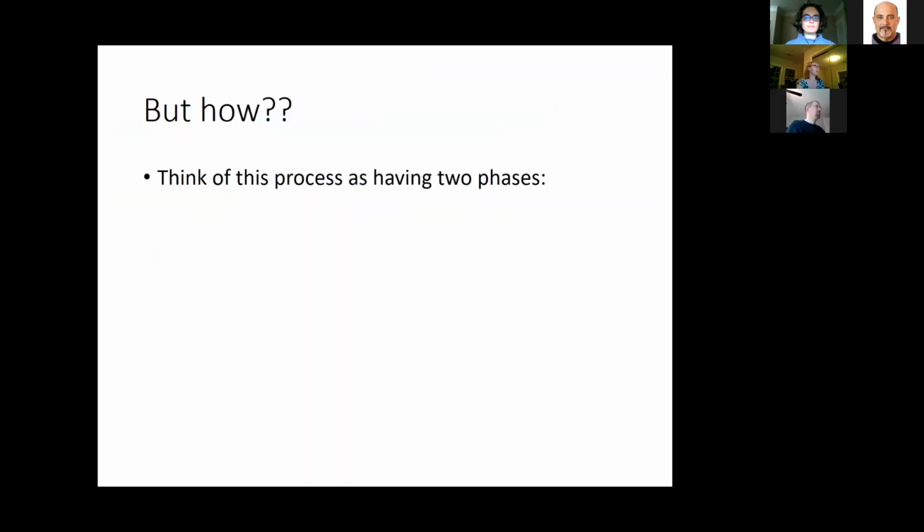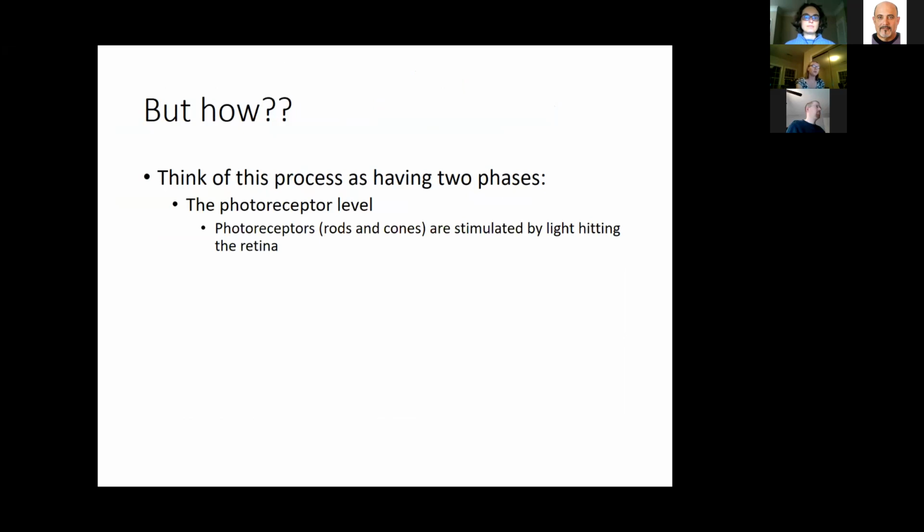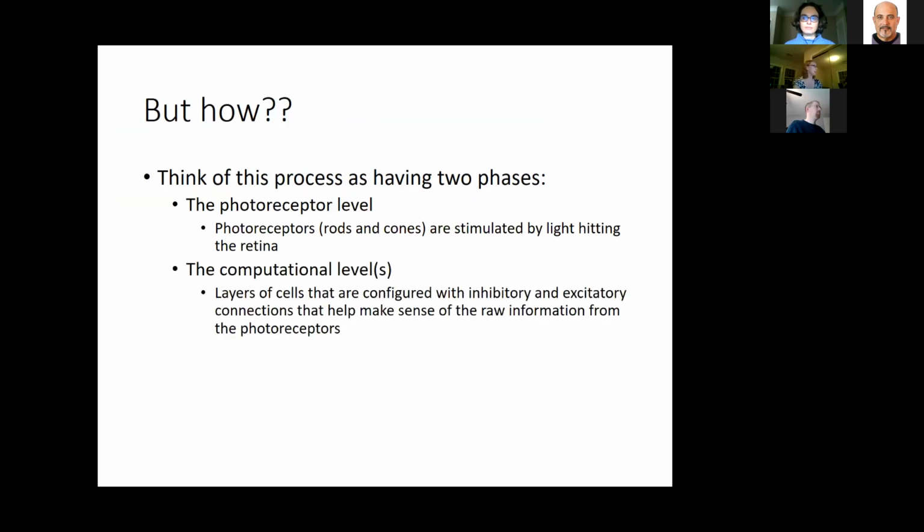So how does this process work? Basically, you can think of there being 2 phases to this. We start with light coming in and stimulating, so again, passes through the lens and then stimulates the photoreceptors at the back of the eye. That's rods and cones. We're only going to be dealing with rods today. And then, once we get this raw, blurry information into our eyes, there's the computational level, which is a series of layers of neurons that are set up in such a way that they will end up creating that contrast.